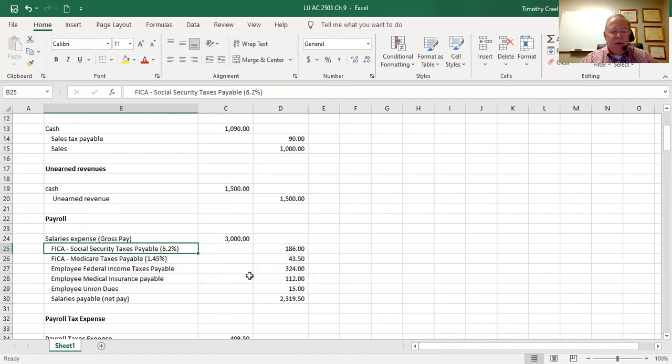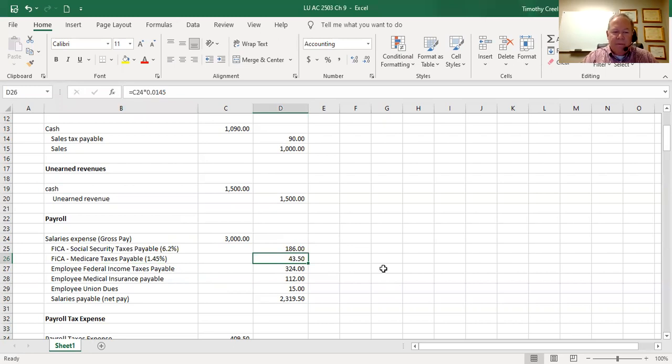You've got Social Security taxes, and these are taken out at 6.2% of the first, I think, $130,000 that someone makes. So you would take whatever they make times 6.2%, and that's what the government is taking out of your check for Social Security. Now, you have Medicare, and Medicare is 1.45% of everything you make. So based on whatever your pay is, 1.45% of that comes out for Medicare.